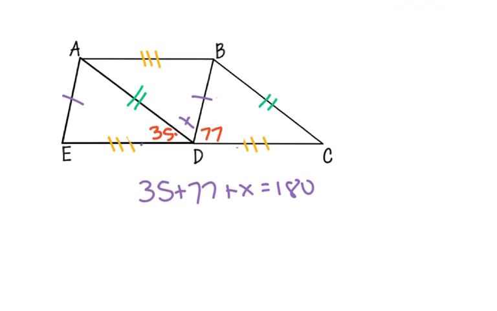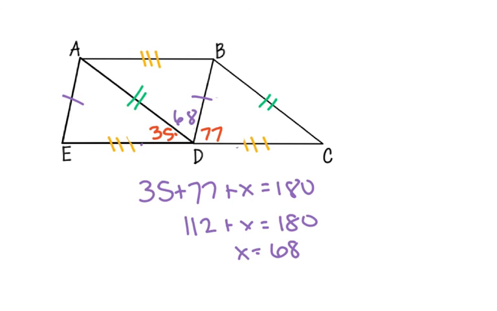And so we're going to solve that equation. So 35 plus 77, that's 112, plus x equals 180. I'm going to subtract 112 from both sides. And so I'm going to get x is equal to 68. And so this angle right here that I'm calling x, that's going to now be 68. Okay, now that we have that, it comes down to what we have just been learning about.